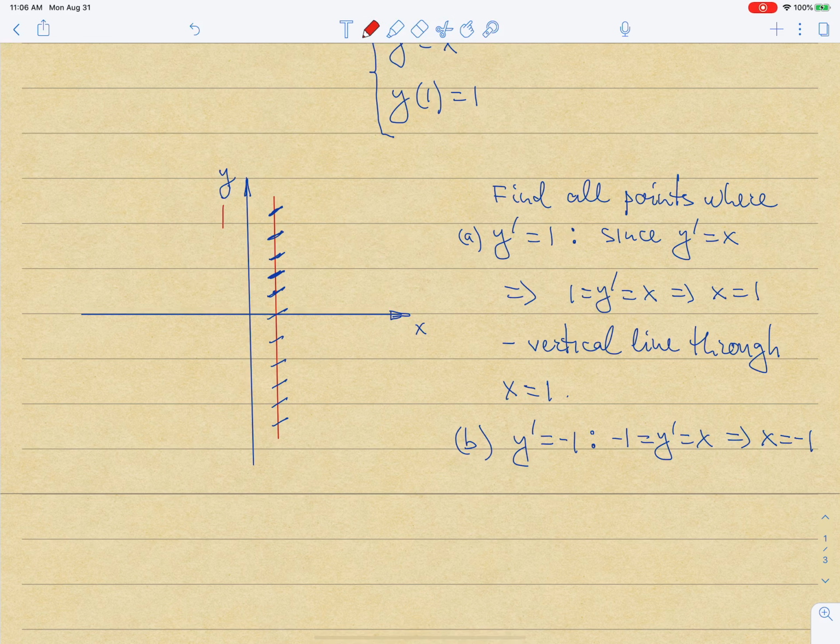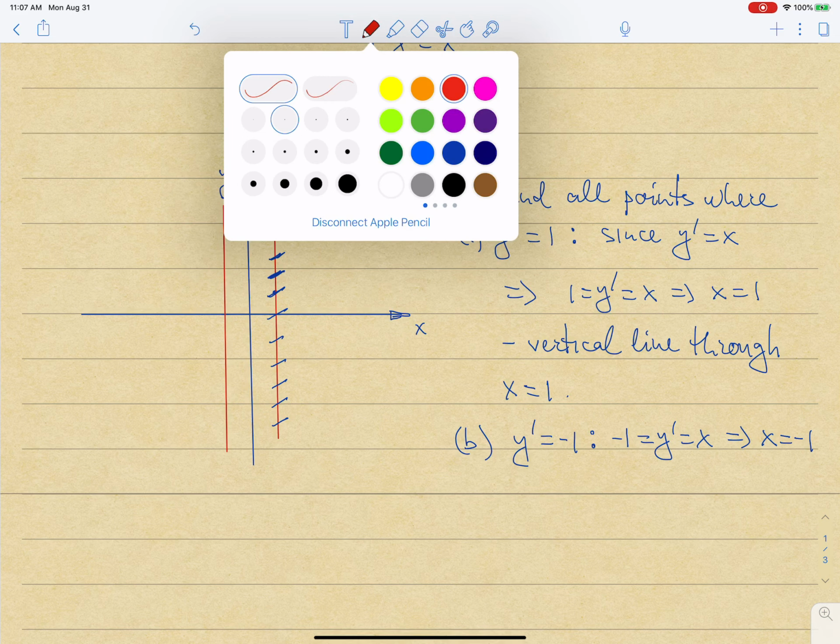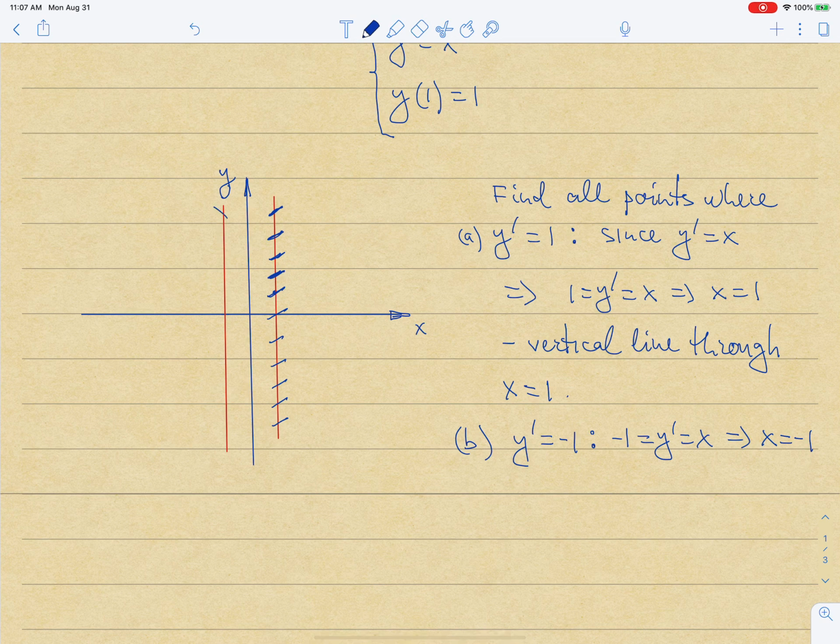So let me try to sketch that. Okay. And so everywhere on that line, slope must be -1. So let me attempt to draw this. -1, -1, everywhere here.